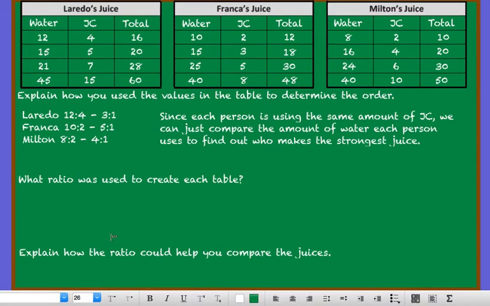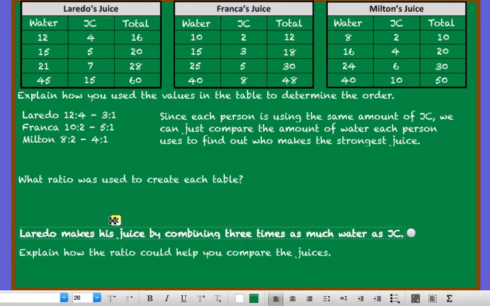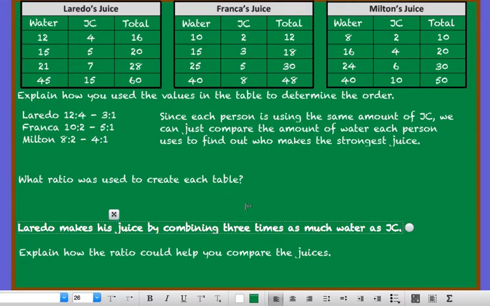Now another way that we could look at this, and you can write this down here, is looking at the values. So the value of the ratio, this one being 3, because it's 3 over 1, which is equal to 3. So we can say Lorado makes his juice, so now we're turning this into something with more meaning behind it. So Lorado makes his juice by combining 3 times as much water as juice concentrate. Okay, so I want you to try on your own to make the statement for these next 2, with Franca and Milton, and when you come back, we'll check your answer.